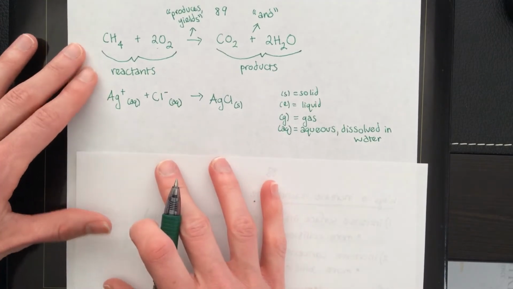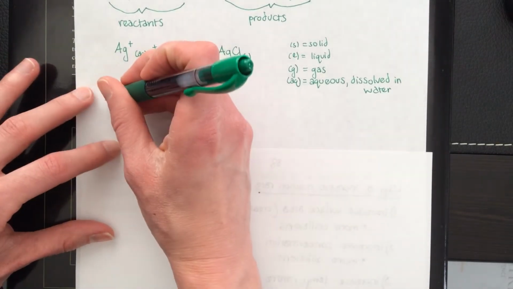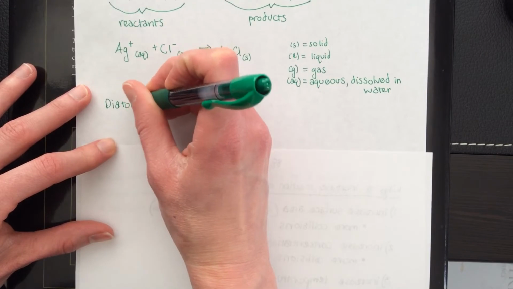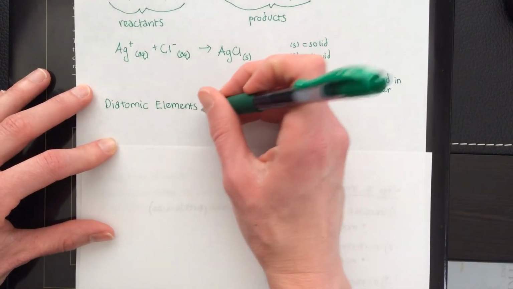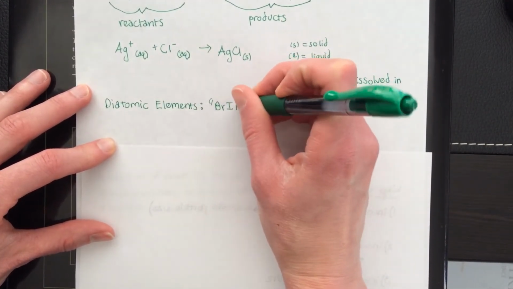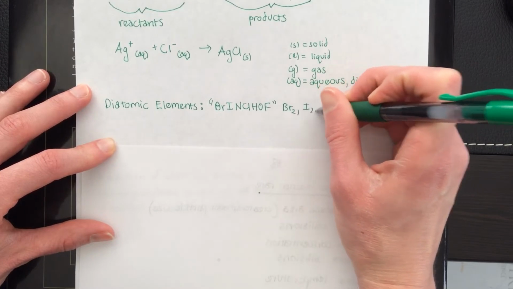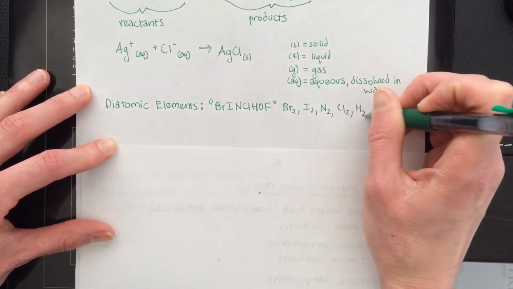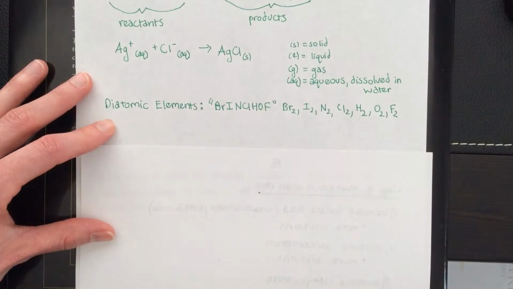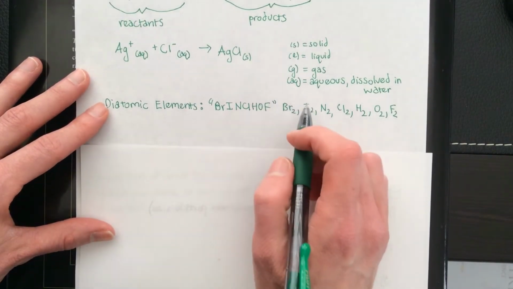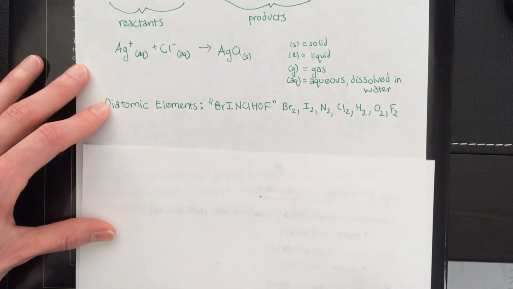So one last thing that we need to review before we do that are diatomic elements. So this was from section 7.1. So hopefully you remember a little bit about this. There's 7 elements that when they're by themselves in nature, they always come in pairs. And we talked about a good way to remember them was this Brinkelhoff mnemonic. So that means that bromine, iodine, nitrogen, chlorine, hydrogen, oxygen, and fluorine, if they're by themselves, they always come in pairs. So when we're writing chemical equations, if you see like iodine reacts with nitrogen, it would have to be I2 plus N2. So that's important to remember.